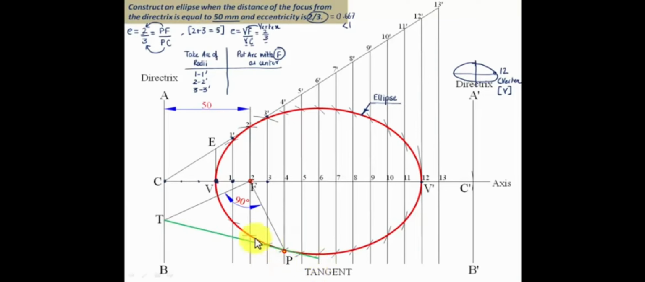From T I join the line to P. This green line TP is the tangent. At the point P we draw the 90 degree line, that is the normal. Yes, hope we understood about the ellipse. Next, I will give an assignment as sample questions. We'll solve the questions. Thank you.